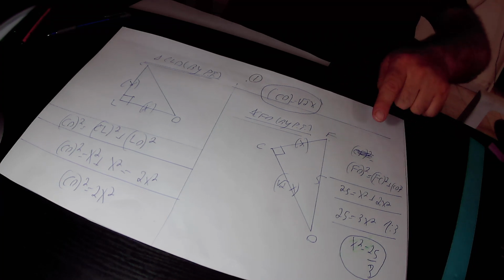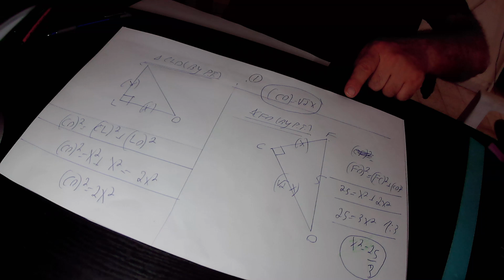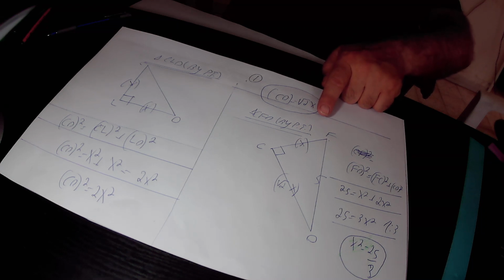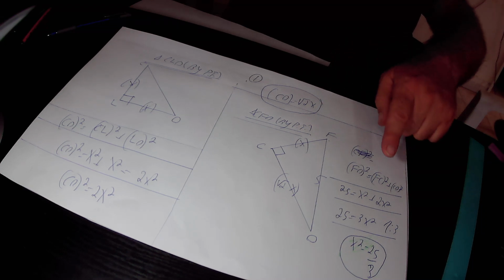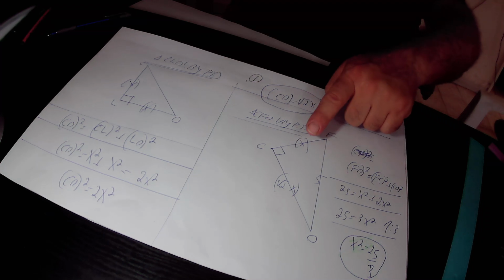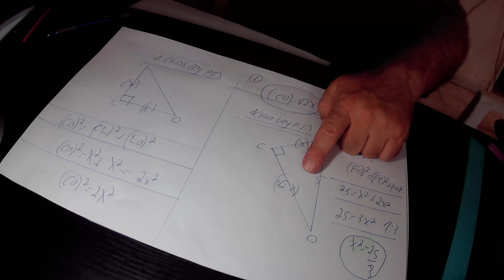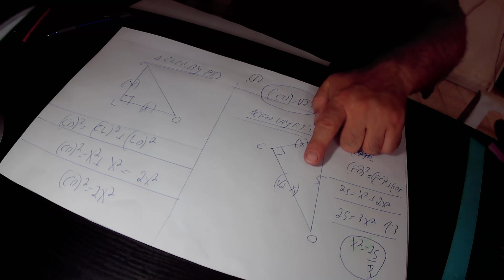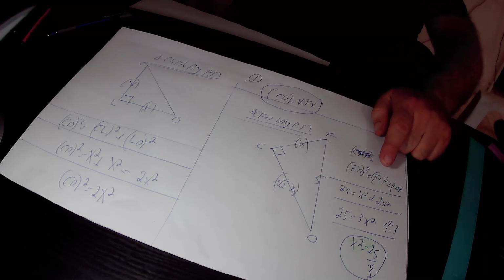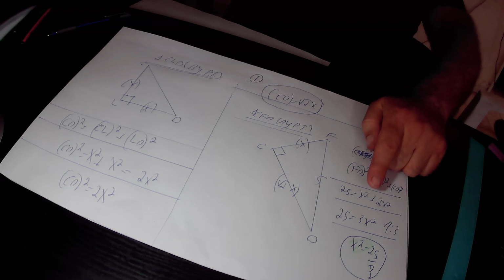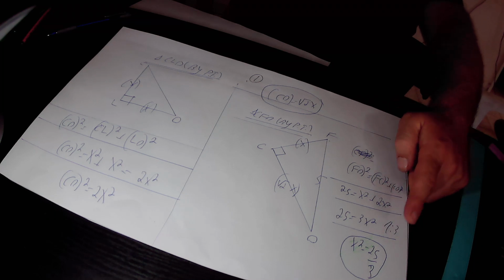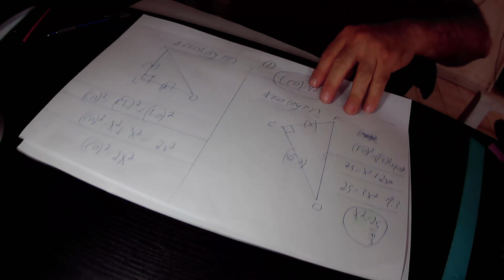FO is 5, therefore FO square is 5 square, that is 25, and it equals FC square. FC is x, therefore FC square is x square, plus CO square. CO is square root of 2 times x, therefore CO square is square root of 2 times x squared, that is actually 2x squared. So in total, we find that 25 equals x squared plus 2x squared. X squared plus 2x squared is 3x squared, so 25 equals 3x squared. We divided this equation by 3, and finally found that x squared equals 25 over 3.